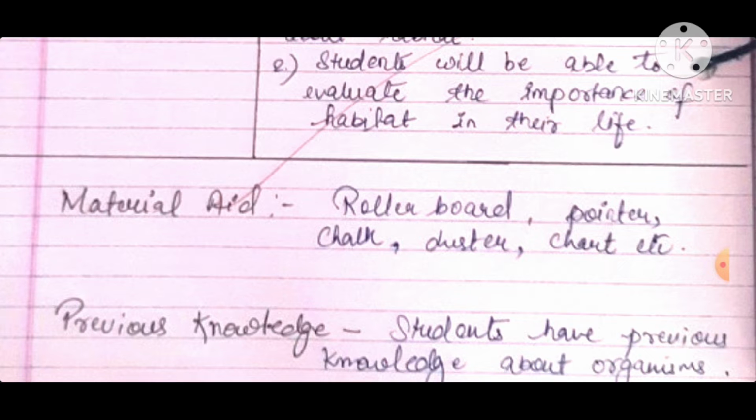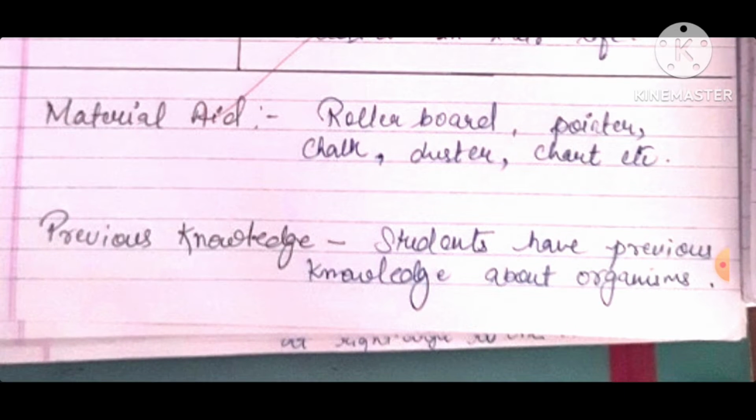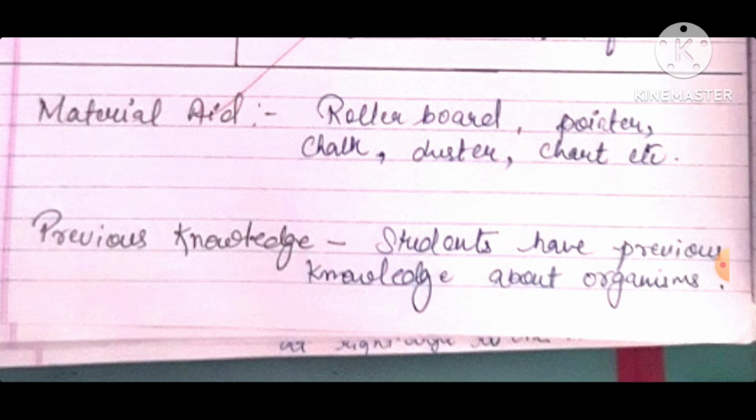After writing the specific objectives, you have to write the material aid. In that, you have to write the material that is required to make a lesson plan. The first one is roller board, pointer, chalk, duster and chart paper. After that, you have to write previous knowledge. You are going to make a lesson plan on the topic habitat, so students have previous knowledge about organisms.